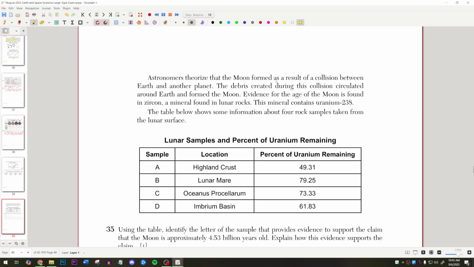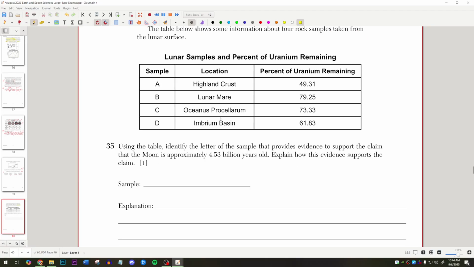Astronomers theorize that the moon formed as a result of a collision between Earth and another planet. The debris created during this collision circulated around Earth and formed the moon. Evidence for the age of the moon is found in zircon, a mineral found in lunar rocks. The mineral contains uranium-238. The table below shows some information about 4 rock samples taken from the surface. Using the table, identify the letter of the sample that provides evidence to support the claim that the moon is approximately 4.53 billion years old, and explain how it supports the claim.